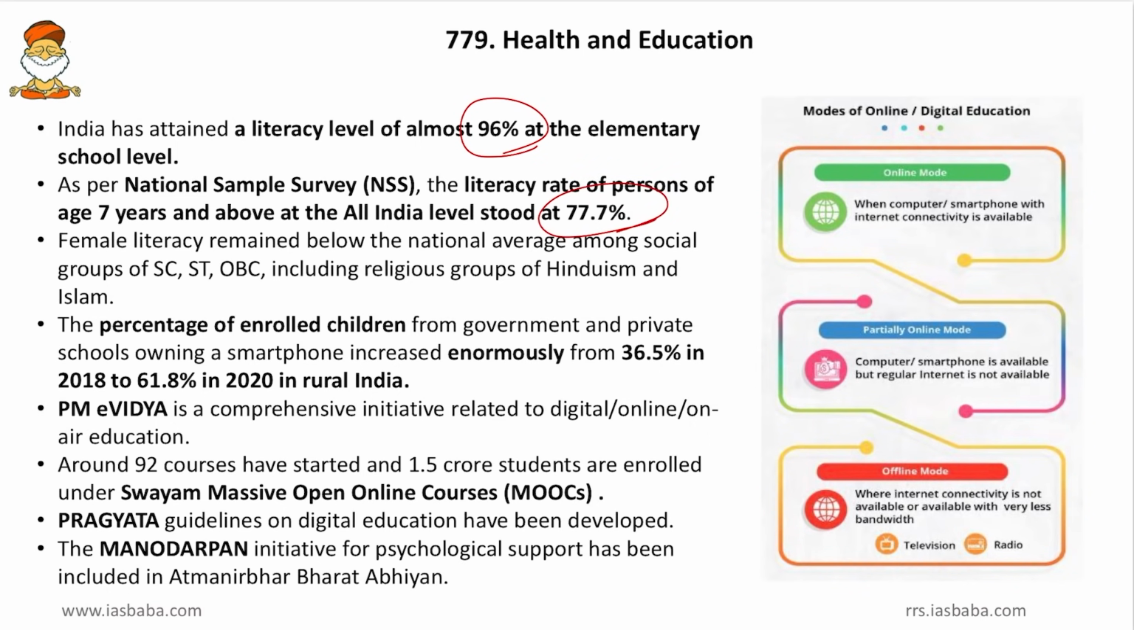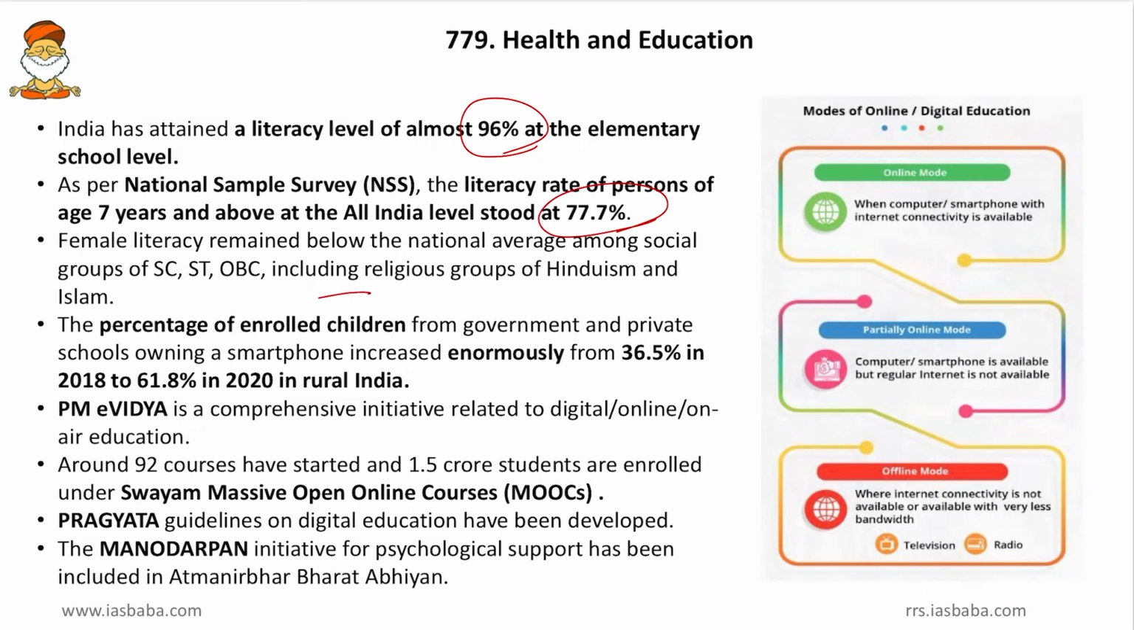Then female literacy remained below the national average among the social groups of SC, ST, OBC, including religious groups of Hinduism and Islam. Friends, among almost all the social groups, from the majority to minority, from higher income to lower income levels, female literacy is lower than the national average. Yes friends, this statistic comes with the logic of patriarchy. So it is easy to remember as well, and it is worth remembering.